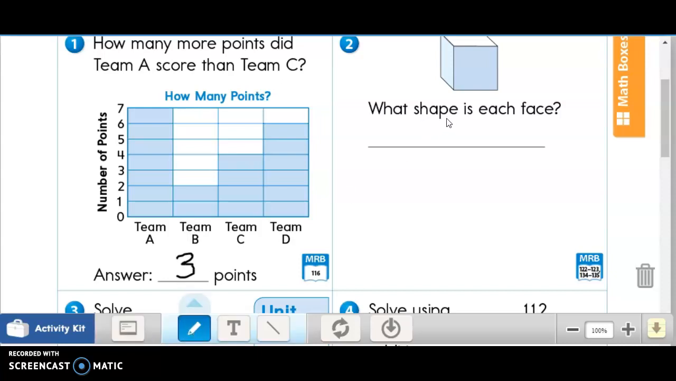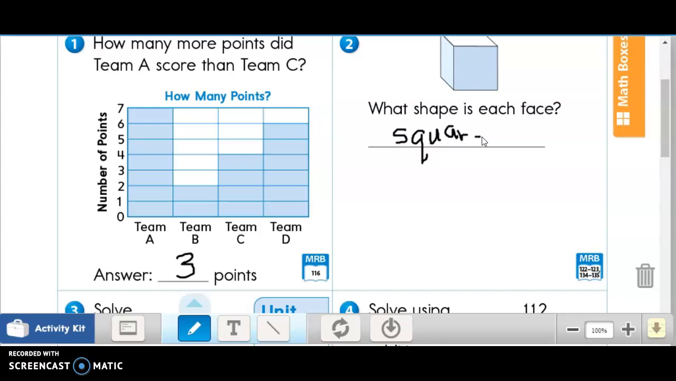Number 2, what shape is each face? I know this shape is a cube, but the question asked me what shape it is. It said, what shape is the face? And one side here is the face, so that's got to be a square.